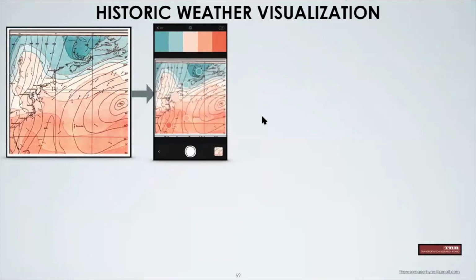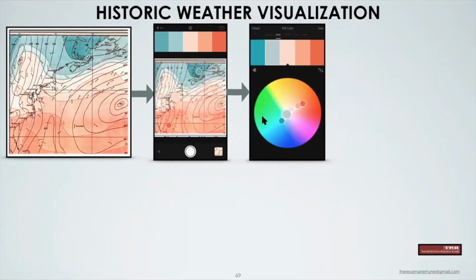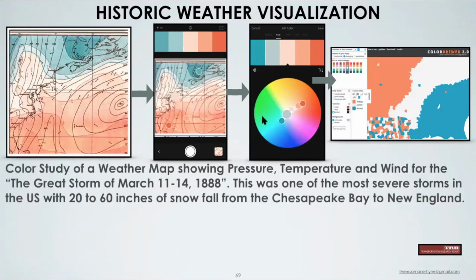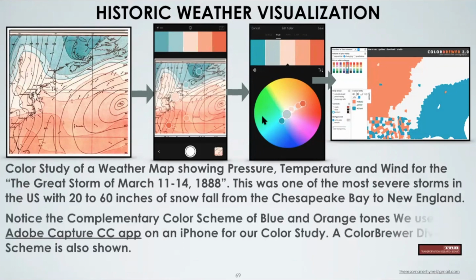Now, the first National Geographic that ever came out covered a storm. I love to cover this, and I analyzed it. It's called The Great Storm between March 11 to 14 of 1888. The snow was 20 to 60 inches. That's a lot of snow up and down from the Chesapeake to New England. And geographers did this first visualization for National Geographic, and I wanted to analyze it.